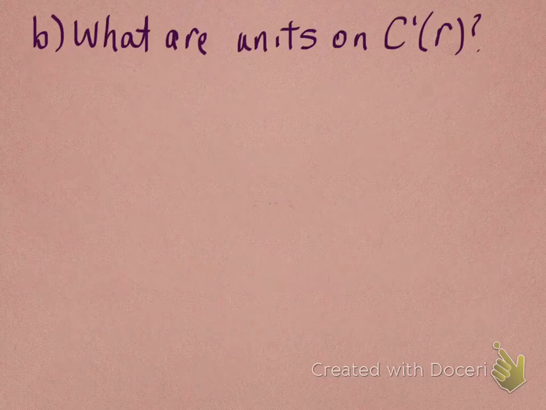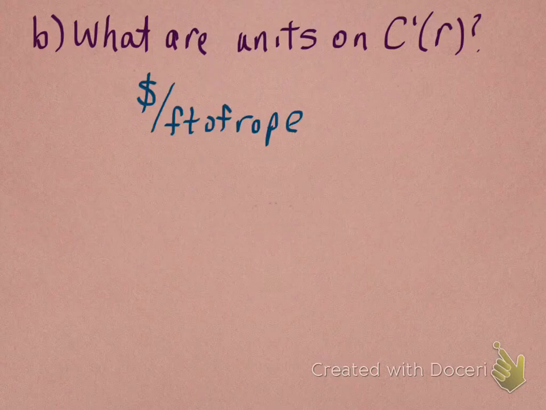Next question. What are the units on C prime of R? Remember, those are going to be the units of C divided by the units of R. The units of C are dollars, the units of R are feet of rope, so it's dollars per foot of rope.